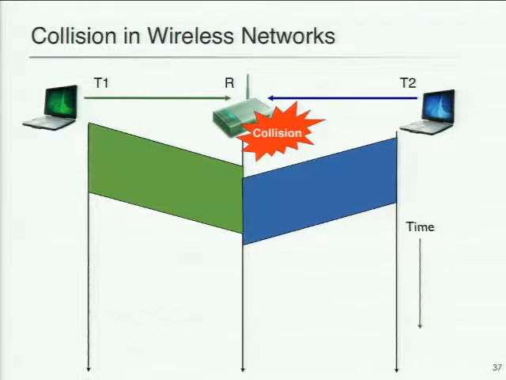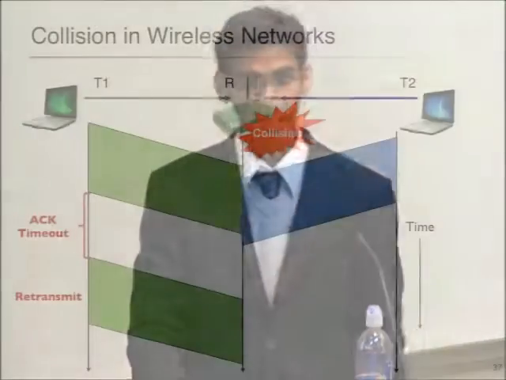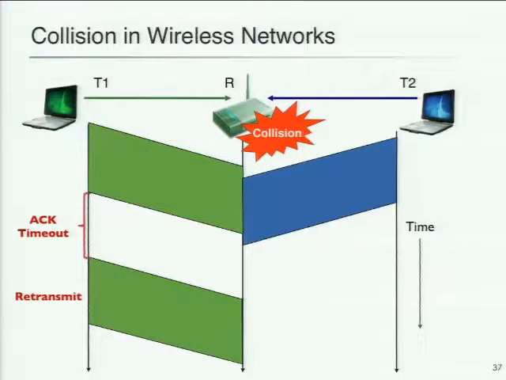Now T1 knows nothing about this collision. It will keep transmitting, and after the transmission is over, it will wait for an acknowledgement from R. Of course, R is not going to send this acknowledgement because the packet did not go through, and hence T1 will keep waiting until the ACK timeout, and beyond that it will know that the packet did not go through, and hence it will retransmit the entire packet.